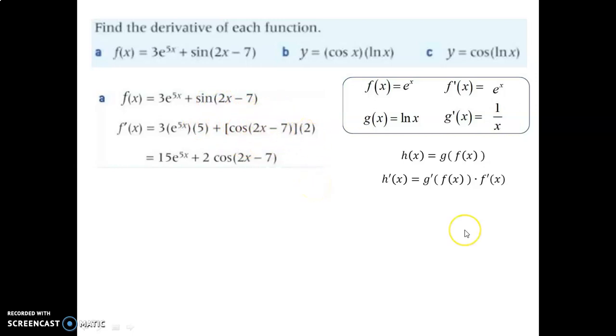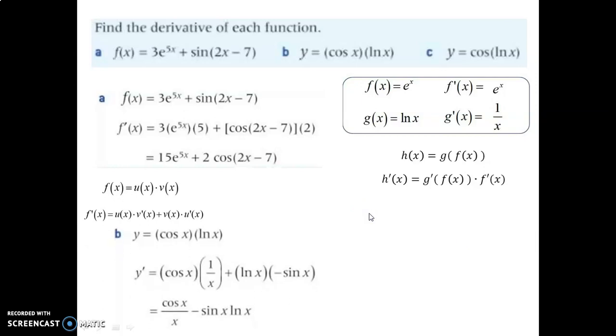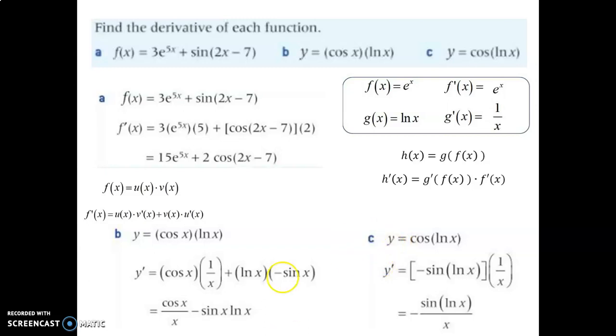Okay, try B. In B, you will need the product rule. Let's try. Okay, check your work for B. Pretty simple product rule problem. C, you will need chain rule. Check your work for C. Okay, great. Let's keep going.